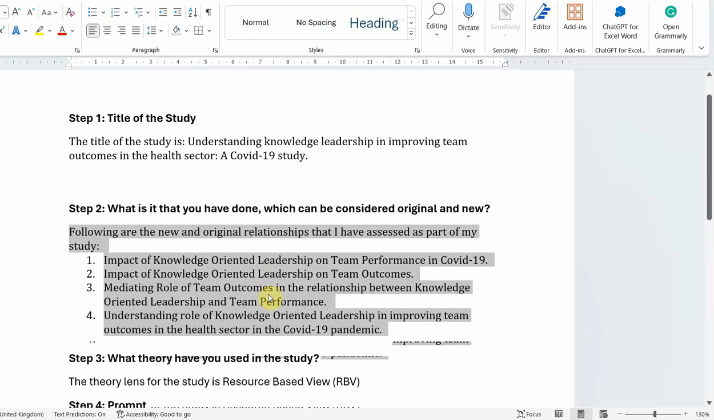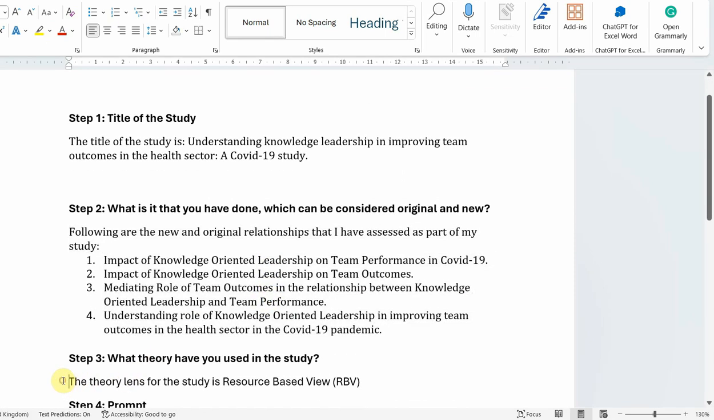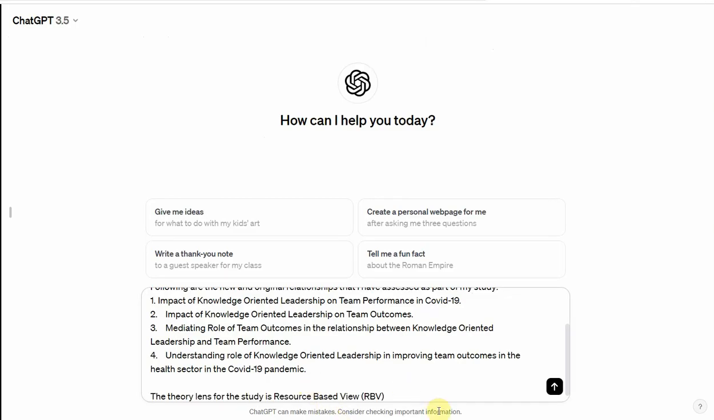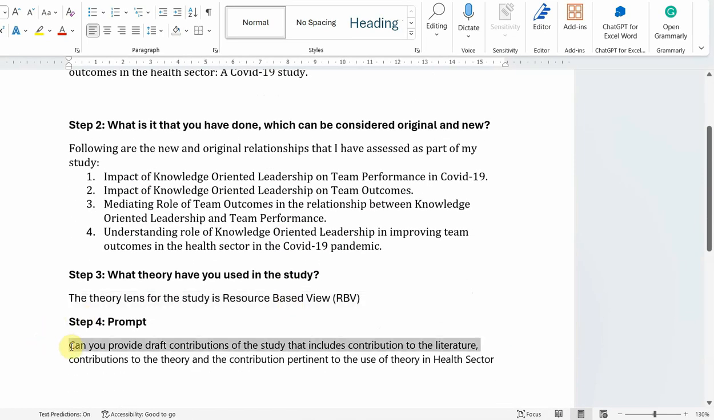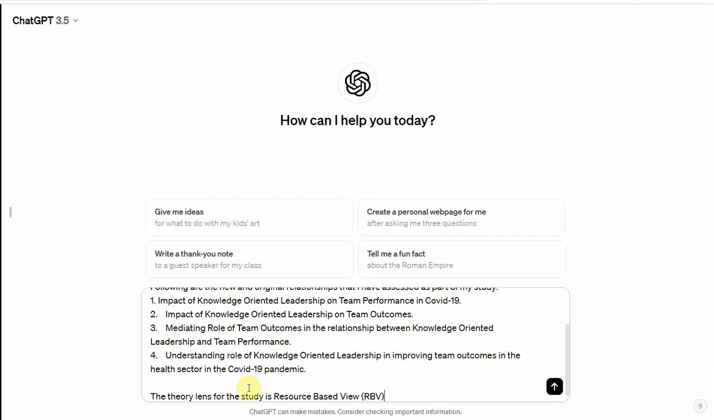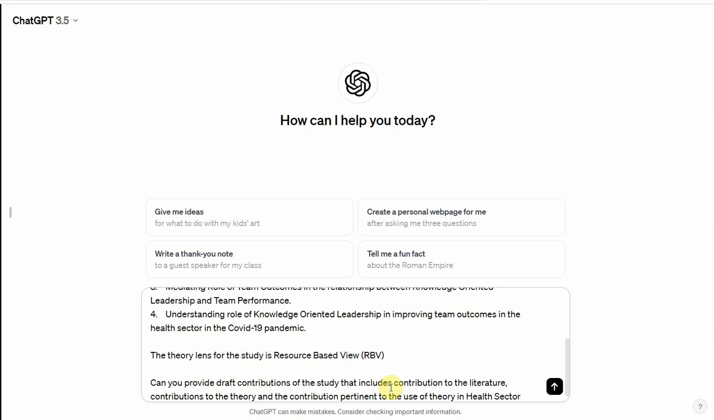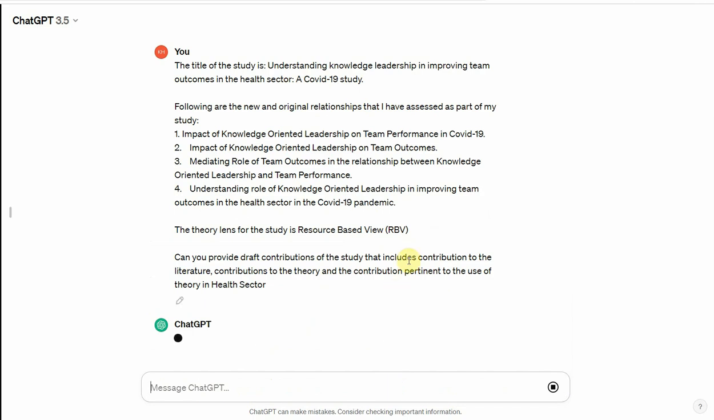The step 3 is what theory or what theoretical lens I have used. The theory that I have used is this. Copy, paste it here. And finally, the big question, the prompt. Can you provide draft contributions of the study that includes contributions to the literature, contributions to the theory, and contributions pertinent to the use of the theory in health sector, because my study was focused on health sector. So I'm going to copy this and Shift Enter, paste it. Now press Enter and let's see what we get.